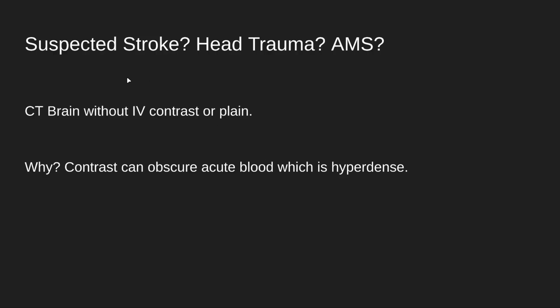So for example, the most common case is suspected stroke. If any ER case of a patient you suspect to have stroke, acute head trauma, altered mental status, previous episodes of syncope, we're talking cases of neurological events that are acute, you always order here CT brain without IV contrast, or plain. And why is that? Because contrast can obscure acute blood, which is hyperdense. So you always order CT brain without IV contrast as your initial imaging in any case of suspected stroke or head trauma or altered mental status secondary to a suspected neurological cause in the ER.